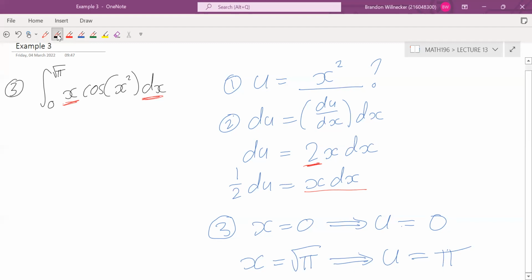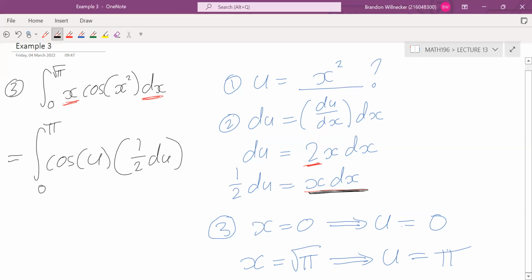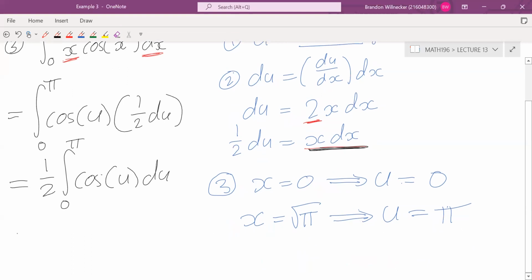Cool, so we've got everything we need. So the new integral will be the integral. The new lower bound is 0. The new upper bound is pi. Cos of x squared will now just become cos of u. And x dx, that's this thing over here, that will just be 1/2 du. Okay, so I've done the replacement there. So we can take the 1/2 out. So it's 1/2 the integral from 0 to pi, cos of u du.